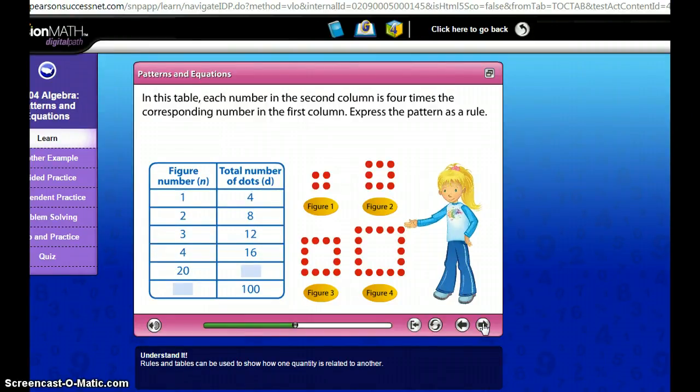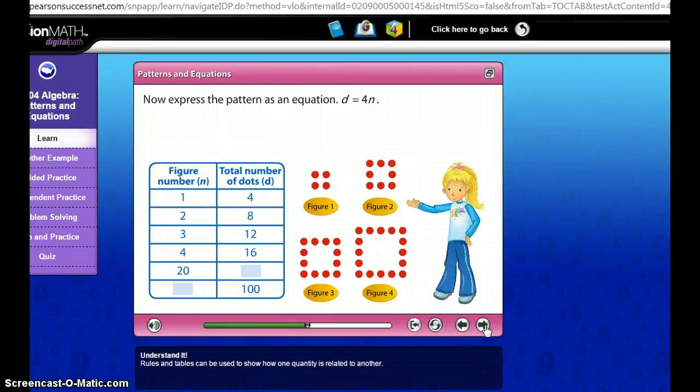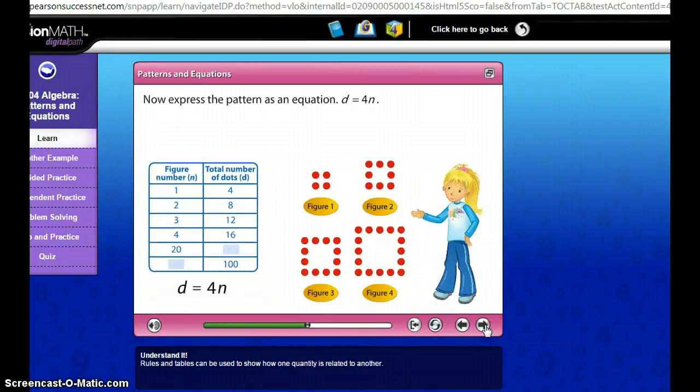Express the pattern as a rule. Yes, Nathan. The rule is multiply the figure number by 4. And we said n because they have figure number n. That's why we said n times 4. Now, express the pattern as an equation. D equals 4n.